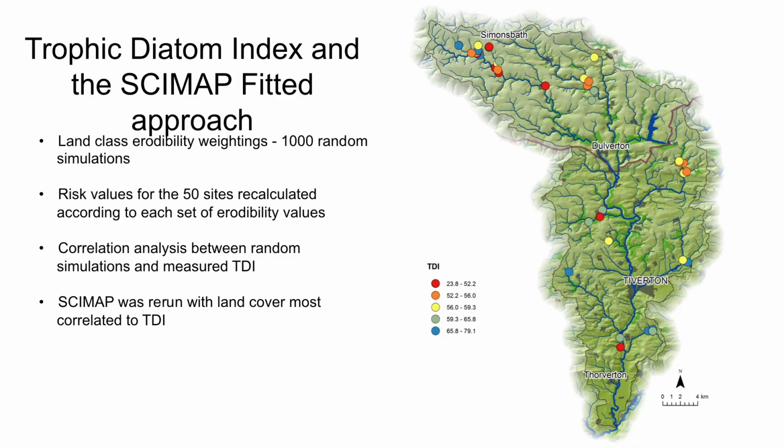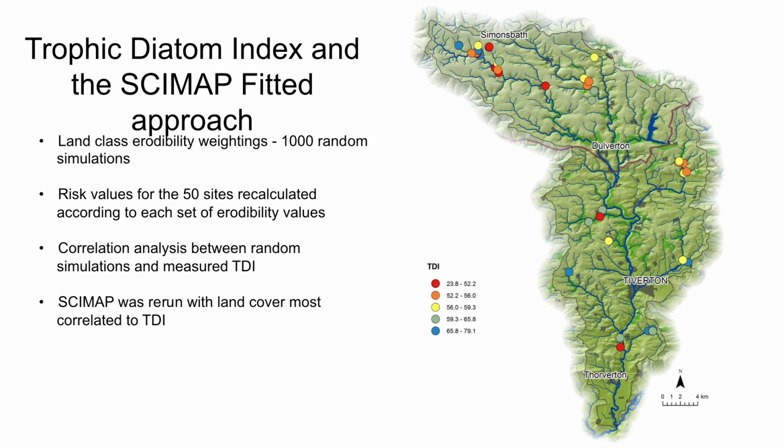So these are the results. I'm going to just flag up this area around Simsbar. But just in that small area there were some of the highest TDI values and also some of the lowest. And I just wanted to note that because I think that had implications for how well the model worked.